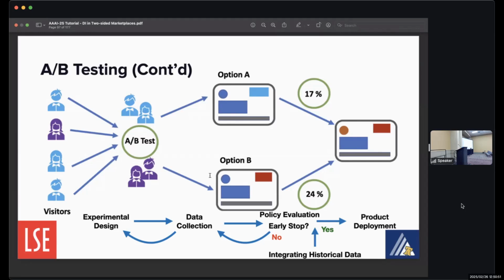Similarly, at the policy evaluation step, suppose that based on the current data we can already tell that the new policy is significantly better than the old policy. Then we can stop the experiment early for the purpose of saving time and budget. There are also some additional methods you can use. For instance, you can incorporate historical data to enhance the performance of policy evaluation. In this part, I will try to cover all these methods in the following 30 minutes.